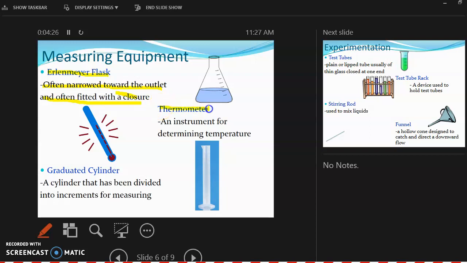A thermometer, okay, is an instrument for determining temperature. A graduated cylinder is a cylinder that has been divided into increments for measuring. Okay, this is what a graduated cylinder looks like, and they can come in various sizes. So it is used for measuring.